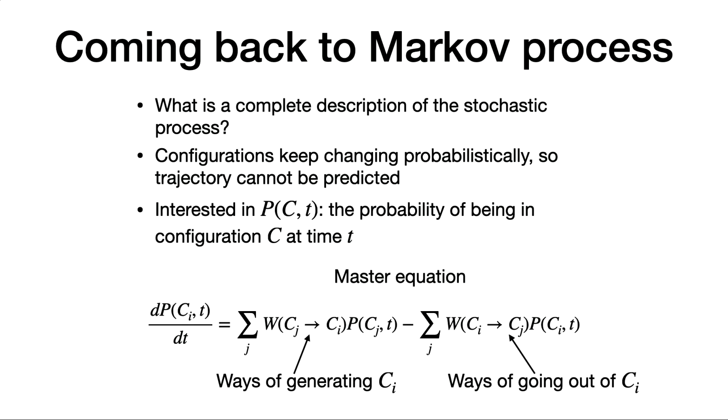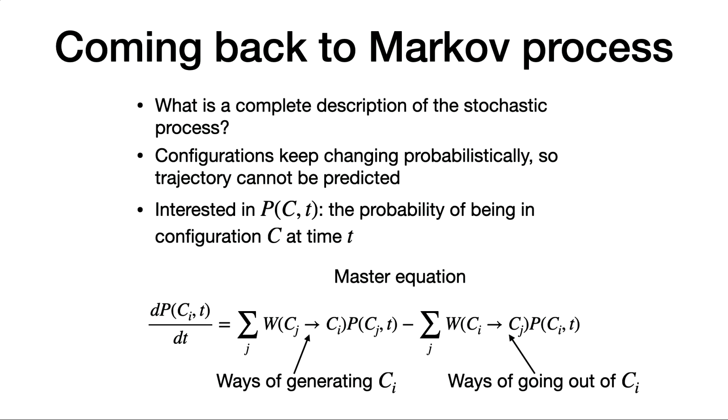So now we come back to Markov process. I'm given these configurations, they evolve stochastically. So what is the complete description of the process? I want to ask, what if I answer, I will completely describe the stochastic process.